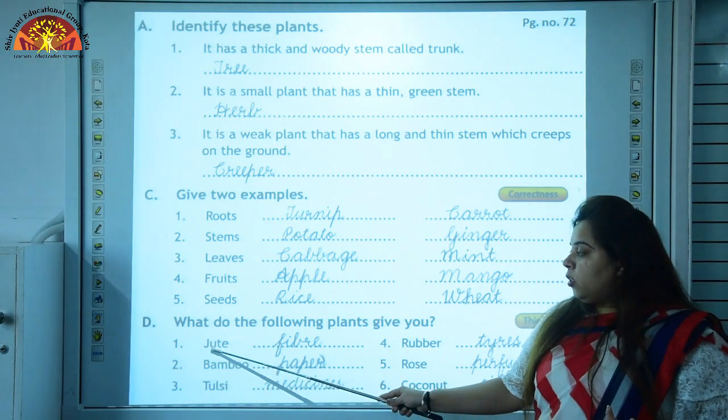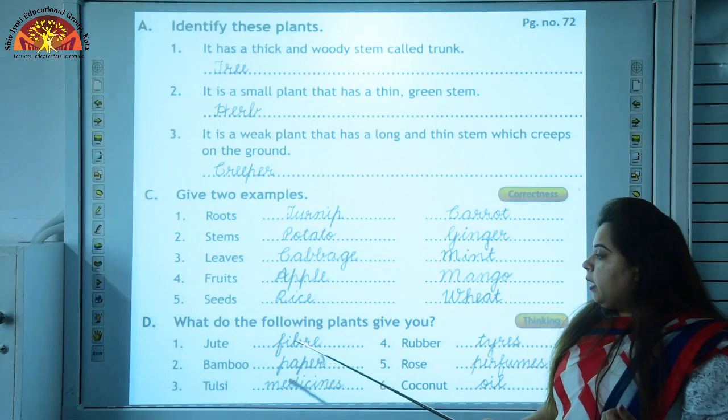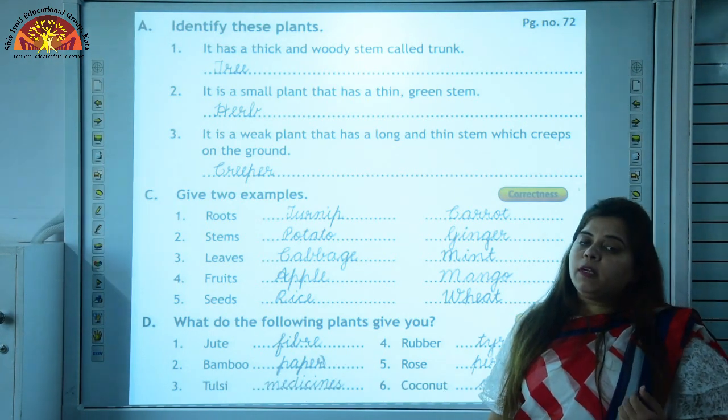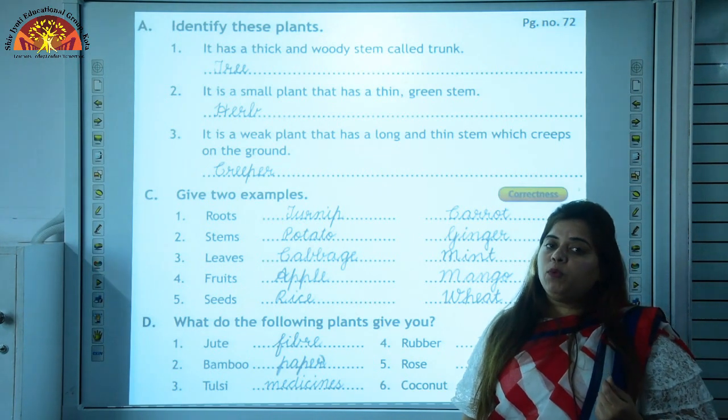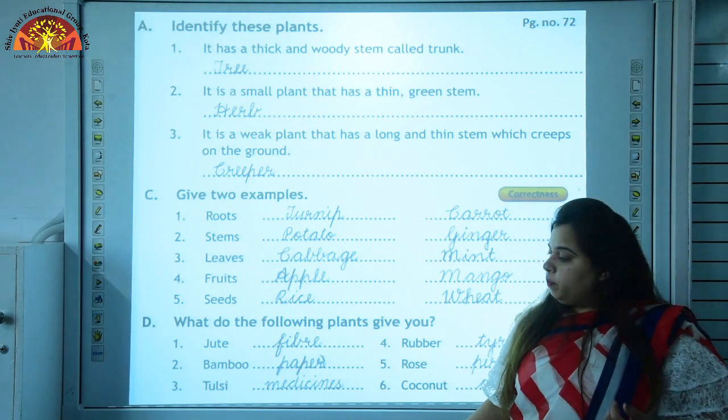Number 1, jute. Now from jute what do we get? We get fiber. Next is bamboo. Okay, now from bamboo what do we make? We make paper from bamboo. And where do we get bamboo? We get bamboo from the bamboo plant.